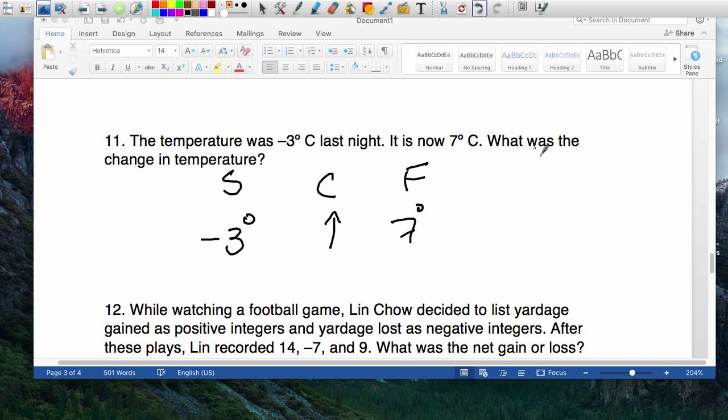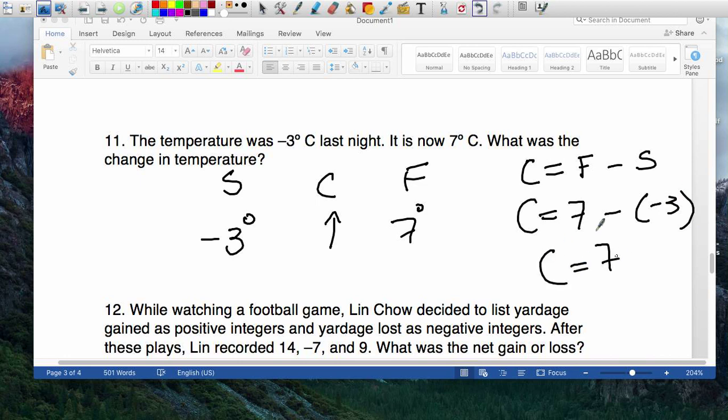To find the change, we do final minus starting. The final temperature was 7. We're going to subtract the start, which is negative 3, so it's minus negative 3. We're going to change that to plus, so this is going to be 3. And the change in temperature was then 10 degrees. So it got warmer by 10 degrees.